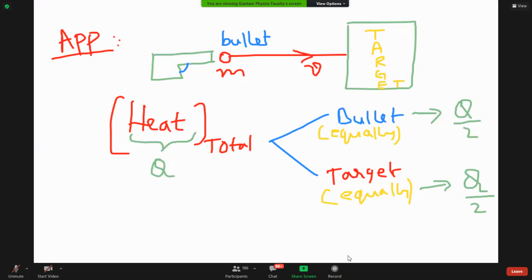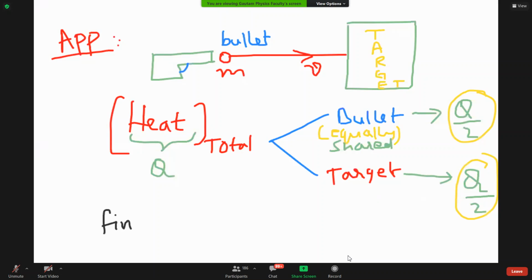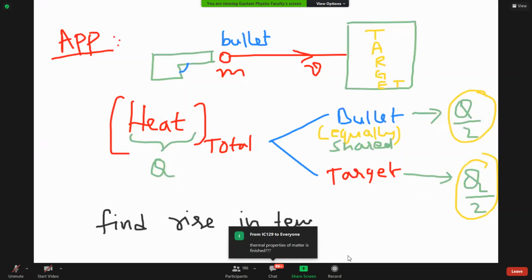So the bullet hits the target. After hitting the target, the heat is equally shared between bullet and target. Both are getting Q by 2, Q by 2. Now the question is: find the rise in temperature of the bullet. Find the rise in temperature of the bullet.